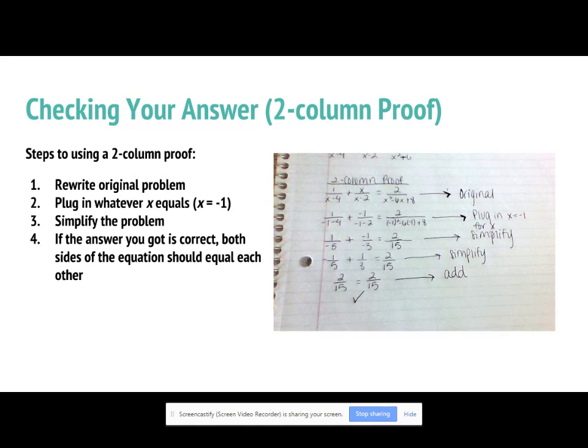To check your answer, you need to do a 2-column proof or a paragraph proof. I'm going to show you how to do a 2-column proof. Basically you rewrite the problem and then plug in x equals -1 for x, simplify, simplify again, and then add, and both sides should equal each other. If they equal each other, you know your answer is correct.